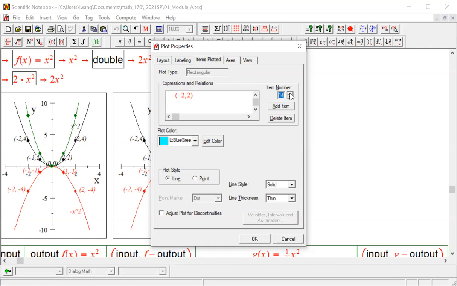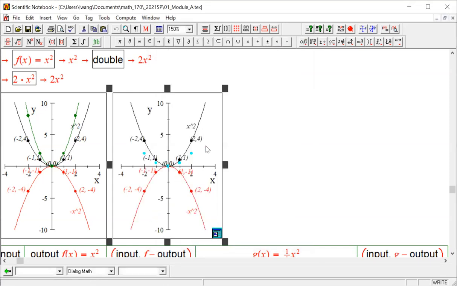Okay, the blue here. I should put the dots. My bad. Point, point, point. There we go. So you're going to see the blue dots. You see the blue dots, right?